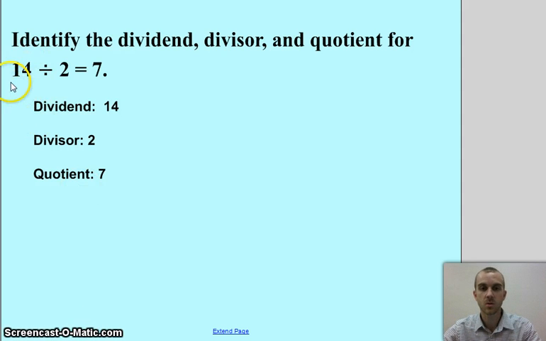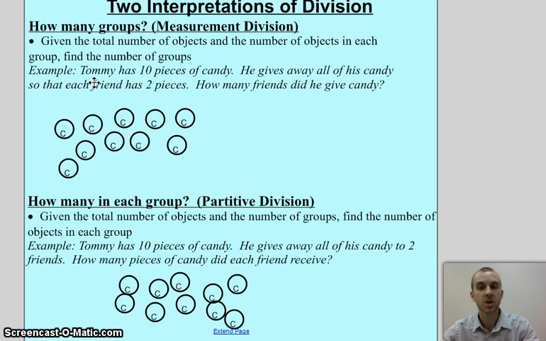We have three parts to division. We have the dividend, which is our number being divided. We have the divisor, which is the number dividing into the dividend, and then the quotient is the solution of the two. When we talk about division, we have two different ways we can interpret a division problem. We can either be doing a measurement division, which is how many groups are there, or a partitive division, which is how many are in each group.